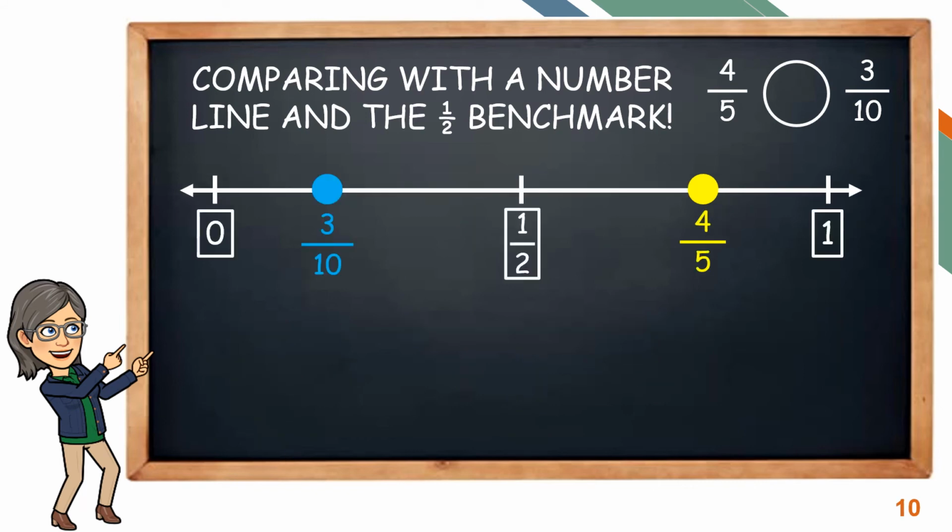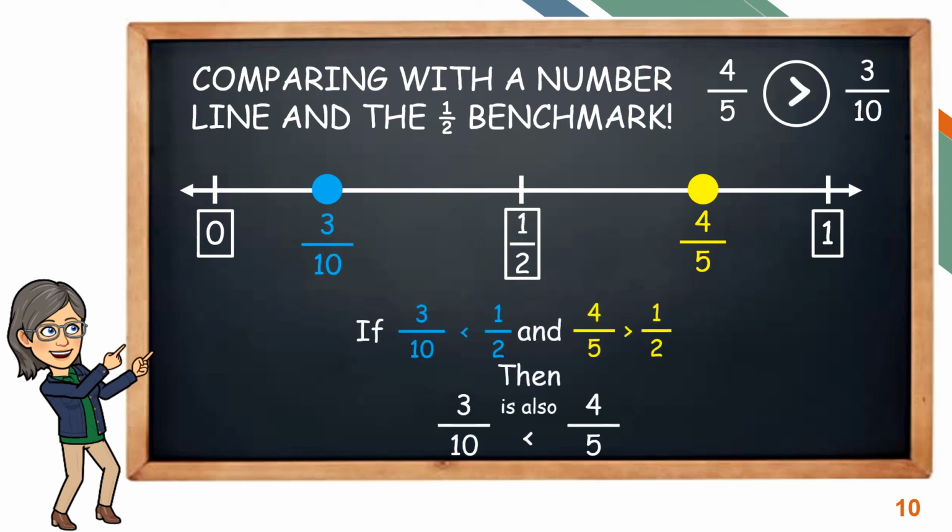This number line shows the same information as the last one. This one is a little easier to read. That's because the 3/10, 1/2, and 4/5 are all on the same number line this time. If you look at the number line and the number sentences in the white boxes, once again we see if 3/10 is less than 1/2 and 4/5 is greater than 1/2, then 3/10 is less than 4/5.